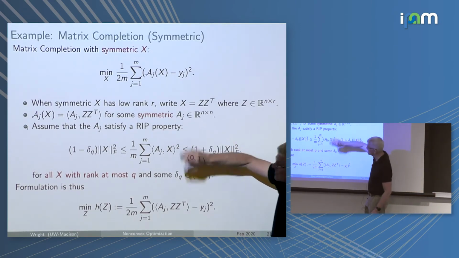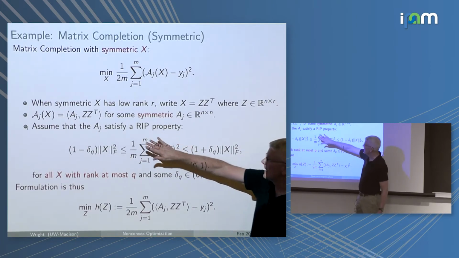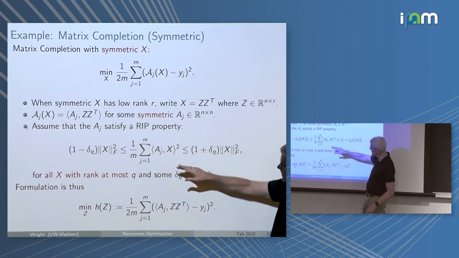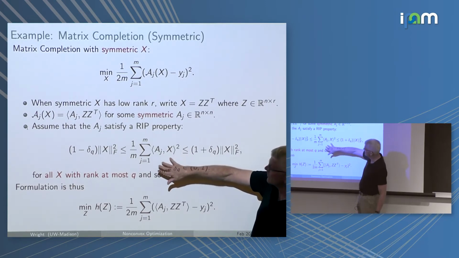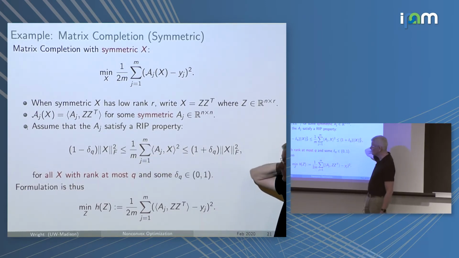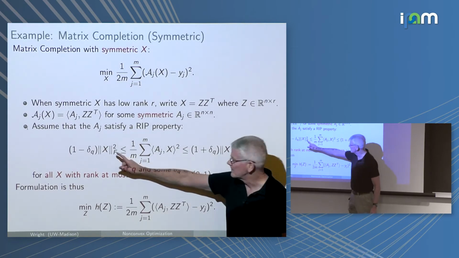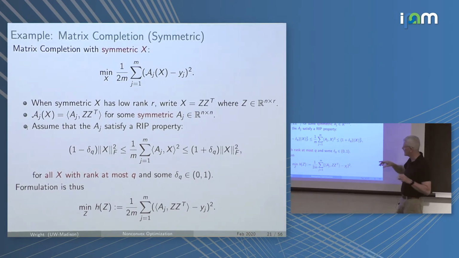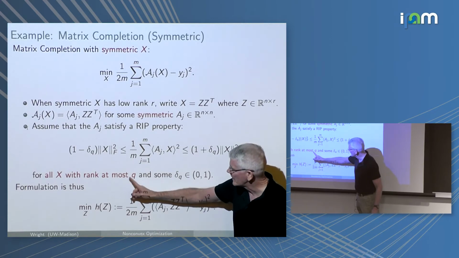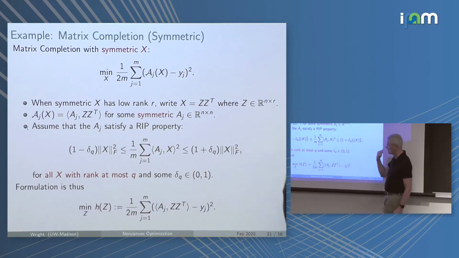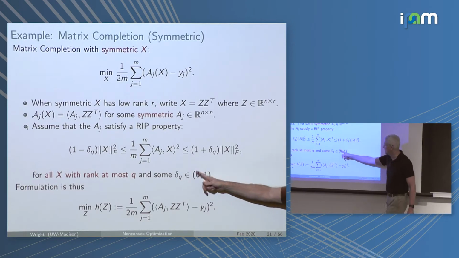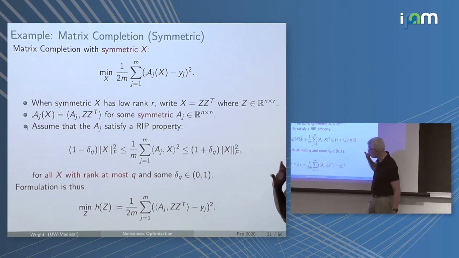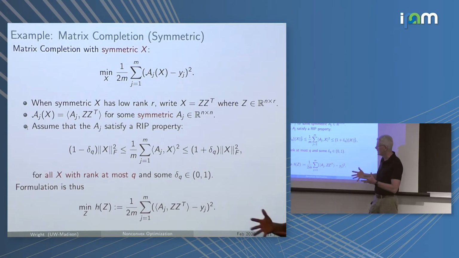So if you make some assumptions like the following, one is that the A_j have to satisfy a restricted isometry property. That is, if you look at the sum of all the samples of A_j on X, it's almost orthogonal. It's close to a factor of 1 times the Frobenius norm of X. This has to be true only for all X with rank at most q, so it only has to be true for low-rank X's. And then this delta_q has to be small. If you've got this property holding, it means that you're adequately sampling across the whole matrix.